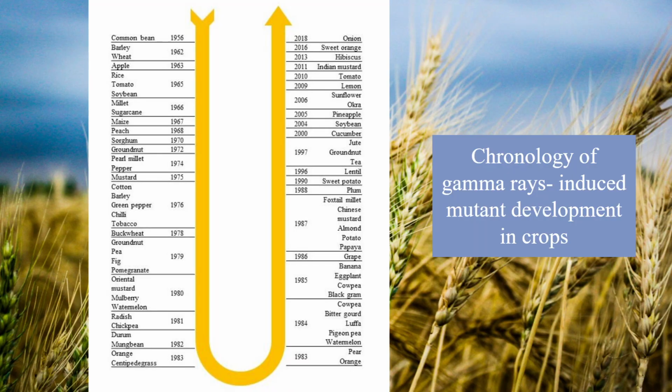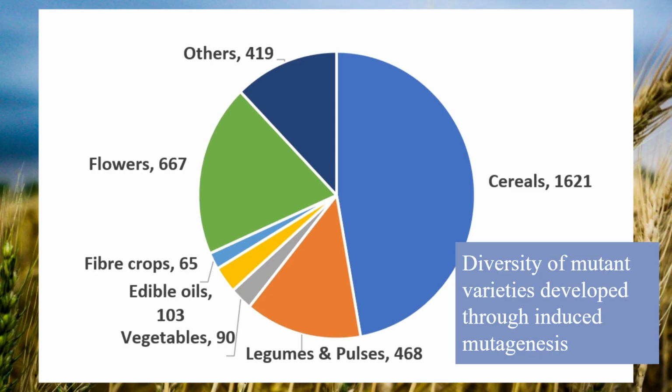I will also show you a chronology about the development in crops using mutagenesis. I will give you a second to look at it. I will also show you a chart showing the diversity of mutant varieties that have been developed using induced mutagenesis with gamma rays.